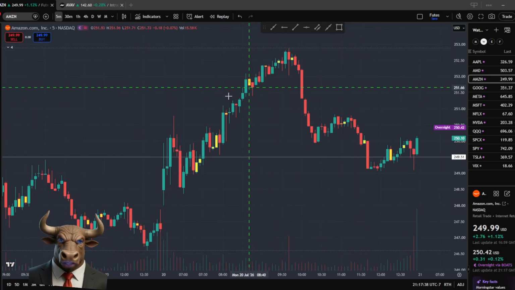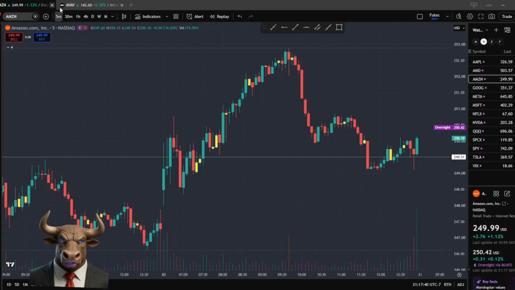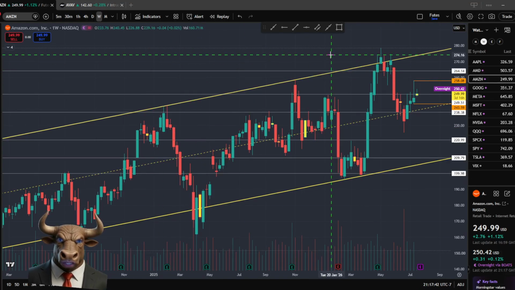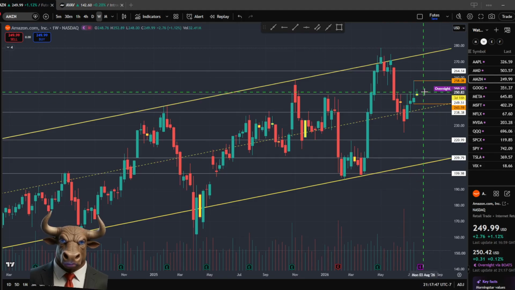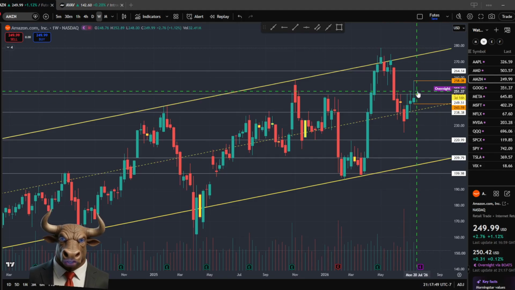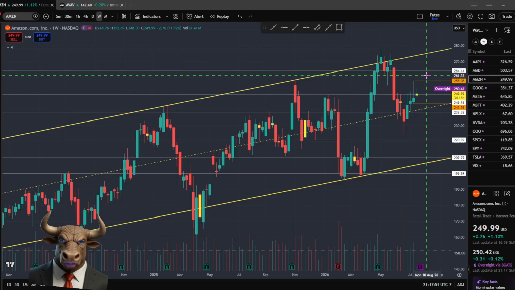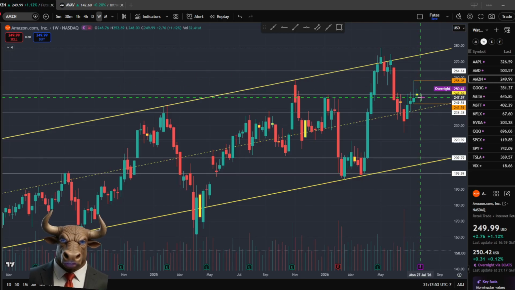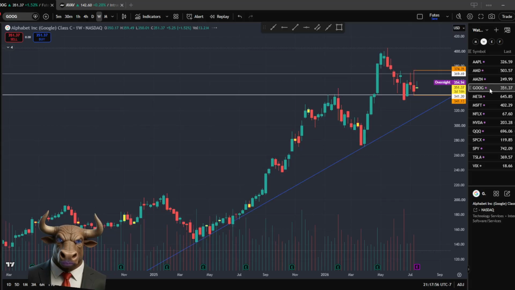Here's Amazon. Nothing really per our chart. Let's just see what it looked like on the weekly. We wanted it to hold that level there, 249.51. It held that today. So if bulls can come in here, we can really push this up tomorrow. If it fails that level, it's going to get ugly.